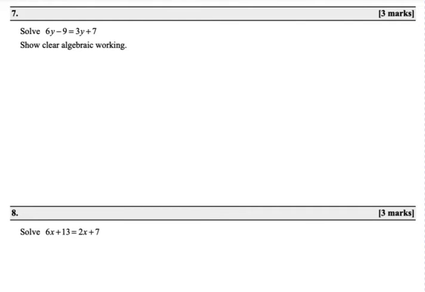We're continuing with solving equations with one variable, and we have this form of questions.